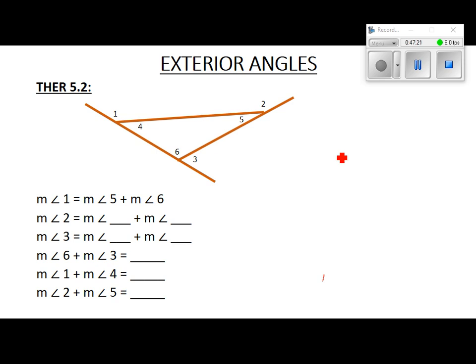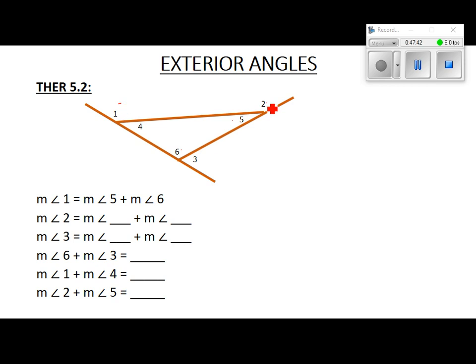On this one, the exterior angles. Need to move this stuff around. Exterior angles. Angle 1's an exterior angle. What two interior angles have to add up to equal angle 1? 5 and 6. Does everybody see that? These two right here have to add up to equal that exterior angle. Now we're going to do the same thing on the other.